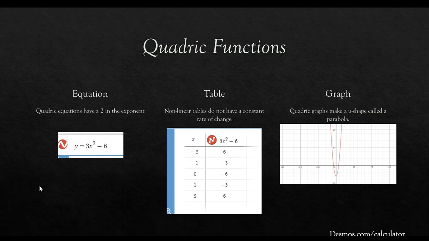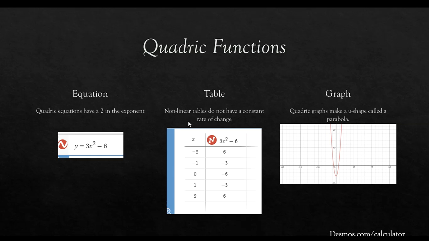Quadratic functions, in their equations, have a 2 in the exponent. So here we see y = 3x² - 6. Your clue right here is that number 2, which tells you that we have a quadratic function.